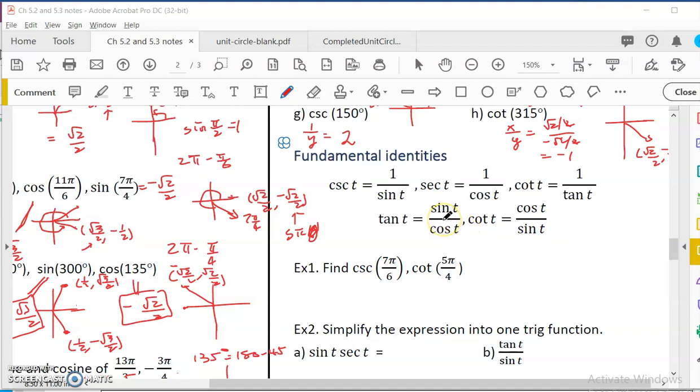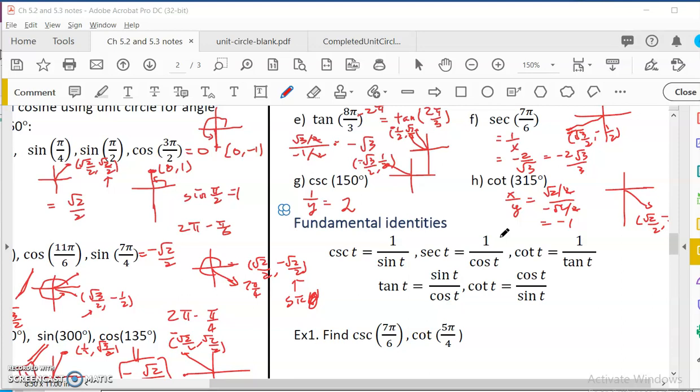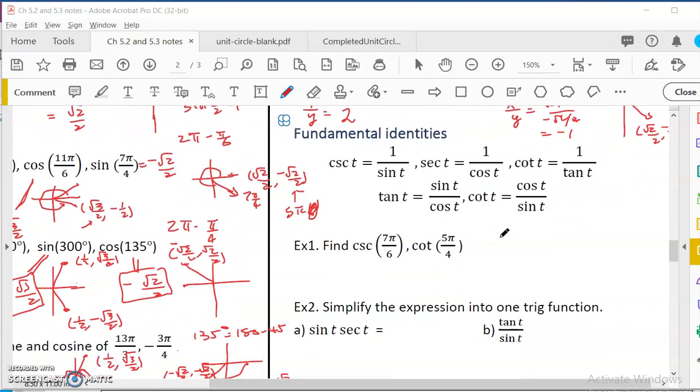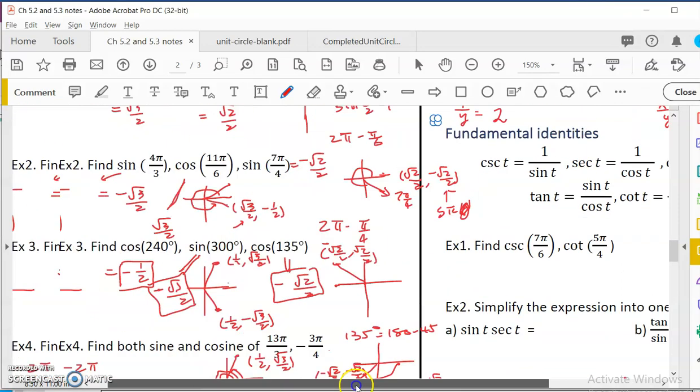Hello Precalculus student, this video is for chapter 5.3. We're going to deal with fundamental identities. So we define a trig function with a unit circle. Let's review it.